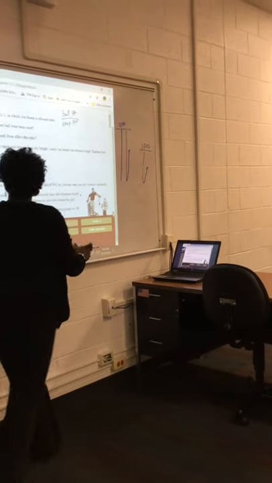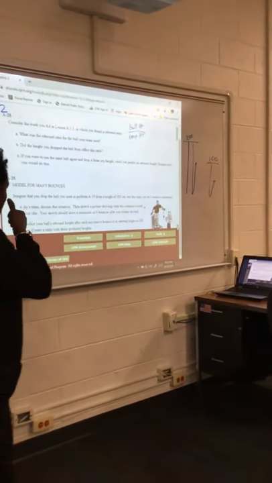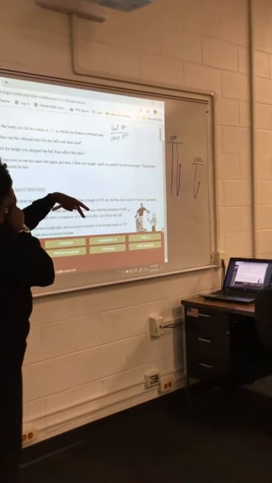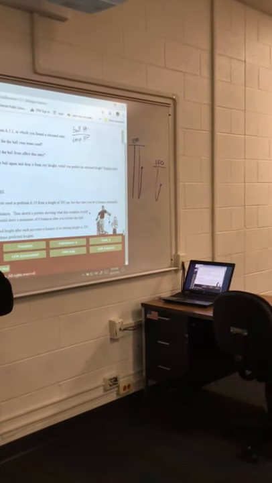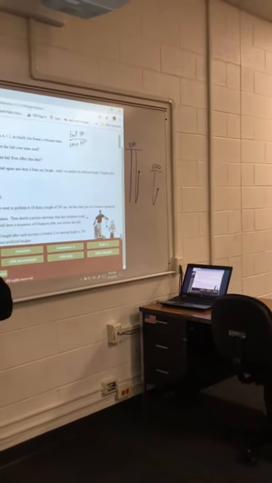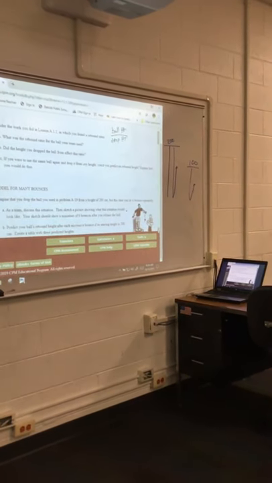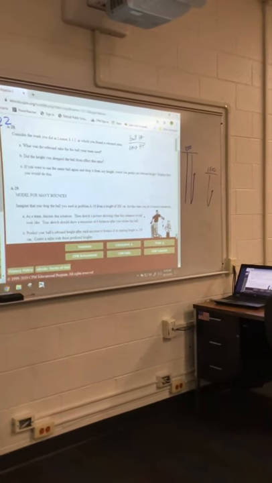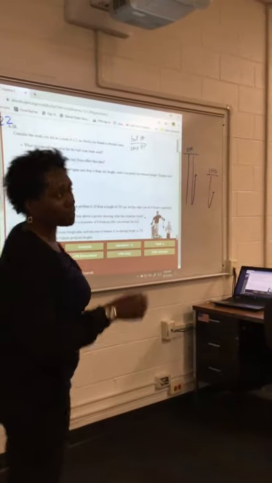Okay. Corey, what you got? A, what was the rebound ratio for the ball your team used? Keep reading. B, did the height from which you dropped the ball affect this ratio? C, if you were to use the small ball again, the same ball again, and drop it from any height, could you predict the rebound height? Explain how you would do this. Okay, these are the problems that we're doing today, 828 through 831.